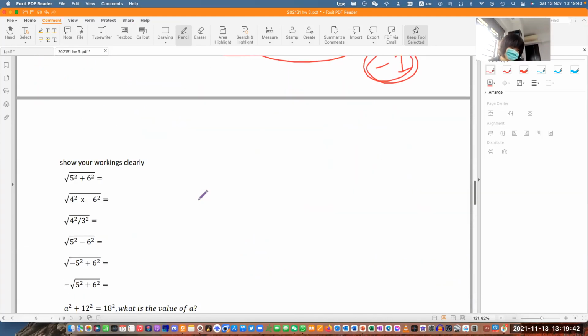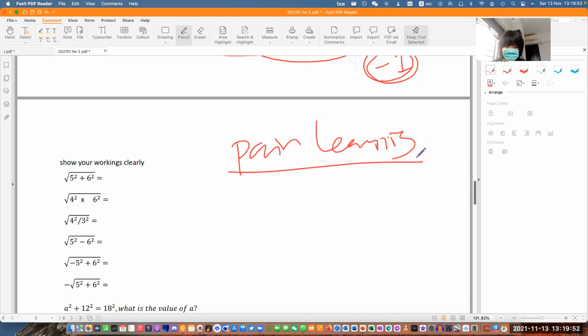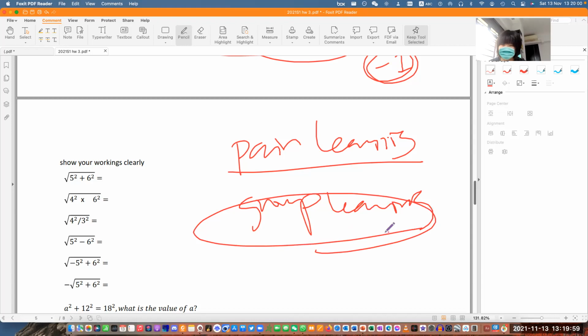Pair learning. P-A-I-R. So you learn with your friend. Oh, that's called group learning. Sometimes you go to different topics. Group learning, good learning, of course. In fact, you are going to school, and school gives you the environment for group learning.